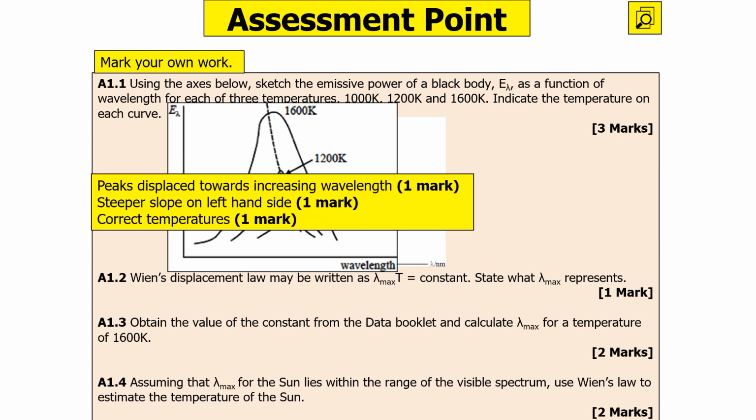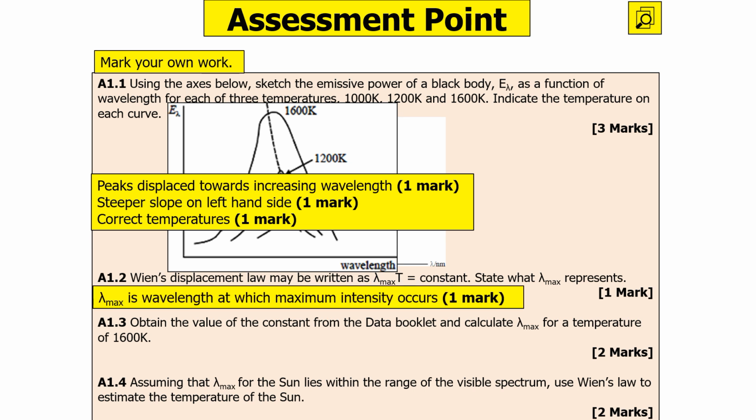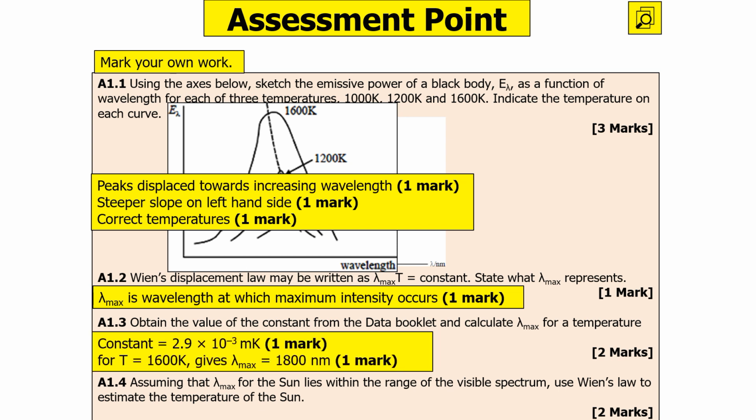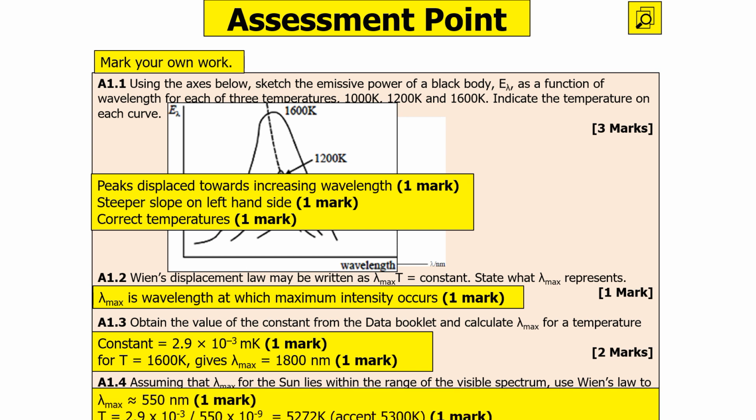Now lambda max represents the peak wavelength of intensity. So it's not the highest possible wavelength of emission, rather it's the wavelength at which you get the highest intensity of radiation. Now the next one, we do lambda max times T equals 2.9 times 10 to the minus 3, pop in all the values and we get lambda max to be 1800 nanometers. Now for this next one, you've got to assume that approximately the wavelength of visible light is about 550 nanometers. Pop it into the equation and we get about 5300 Kelvin.